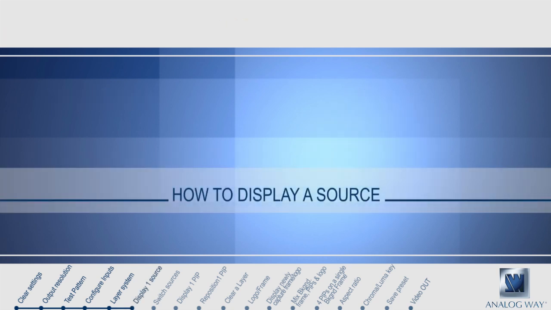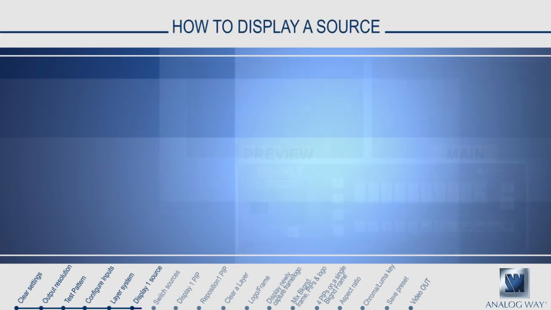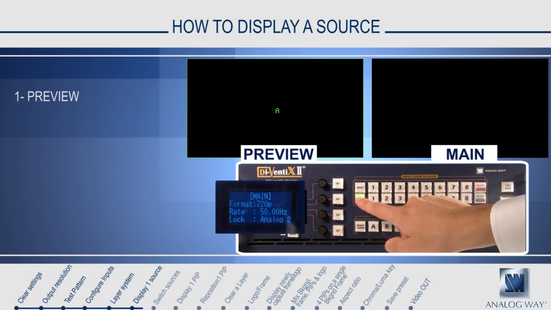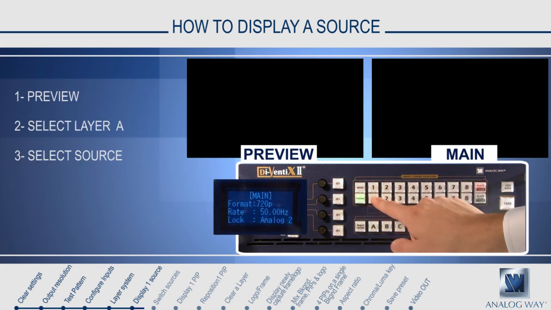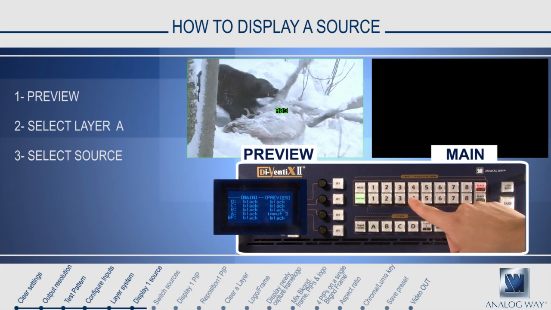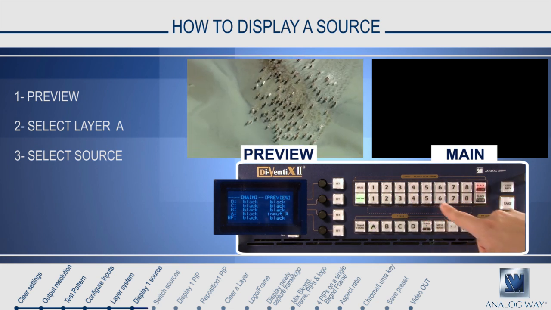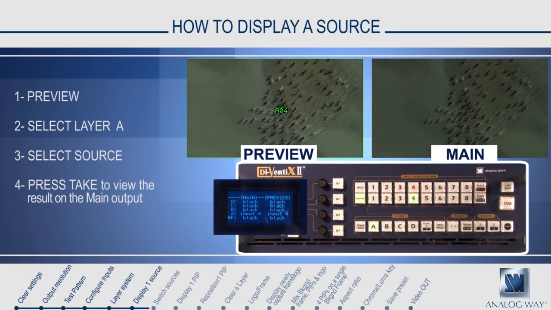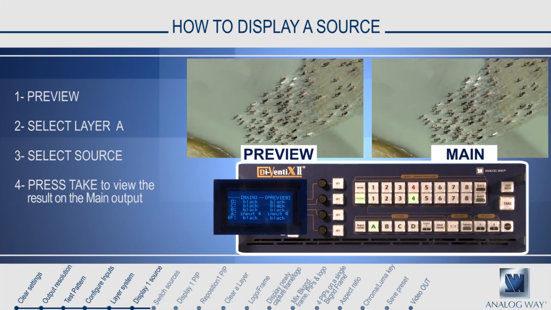How to display a source. To display a source from the front panel, select the Preview button, then select the layer you wish to work with. Select an input on the preview row. If the source is available, you'll see the source in the preview. Press Take to view the result in the main output.